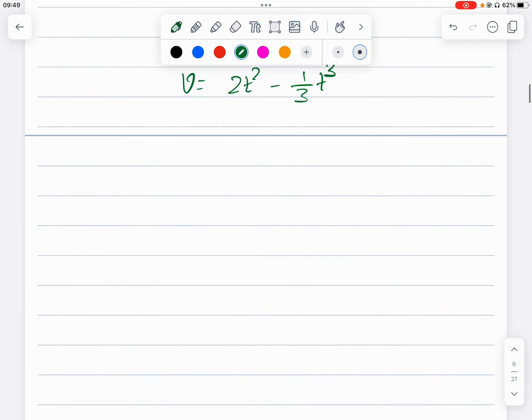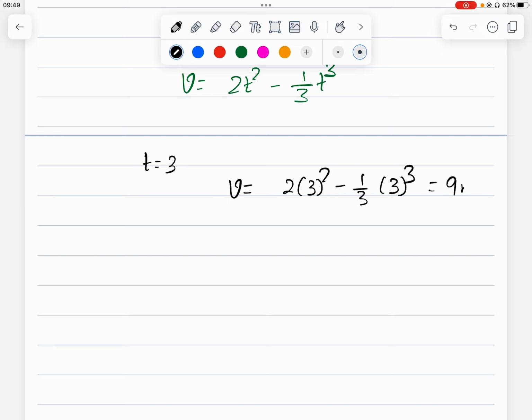Now I want it at t = 3. So plug in: 2(3²) - (1/3)(3³). So which is 9 meters per second.